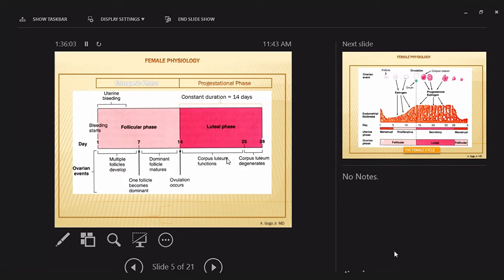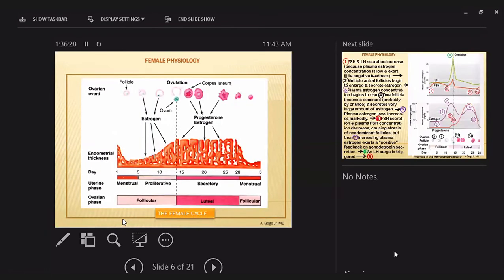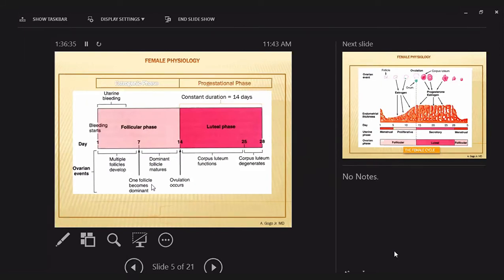Corpus luteum predominates after ovulation, while the developing follicle predominates during the follicular phase. Okay, so at first, multiple follicles develop. Then, all of a sudden, one follicle becomes dominant. Okay, this dominant follicle will mature until ovulation takes place.